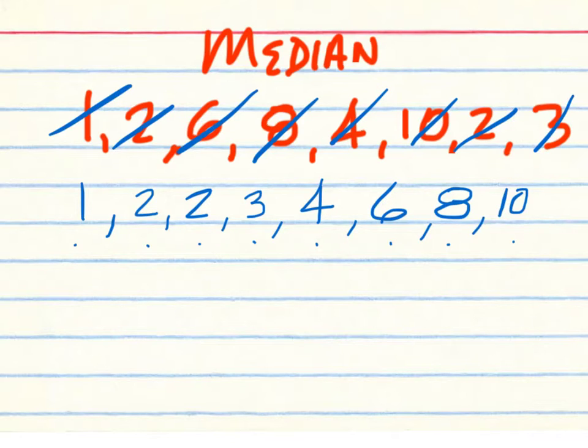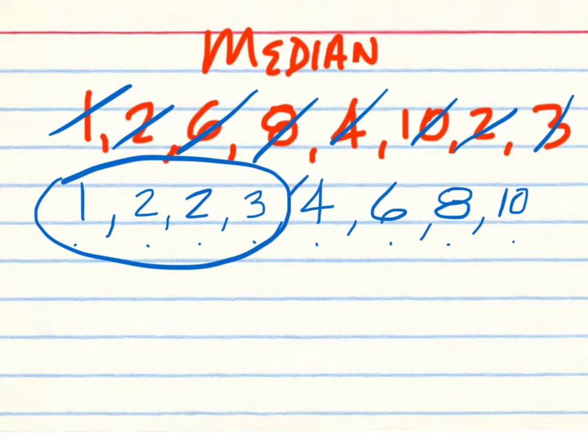In this case, we have an even number. If you have an even number, then you will likely have a decimal in your median. Not always, but most likely. Half of 8 is 4. We have 8 numbers in the list. Half of 8 is 4.